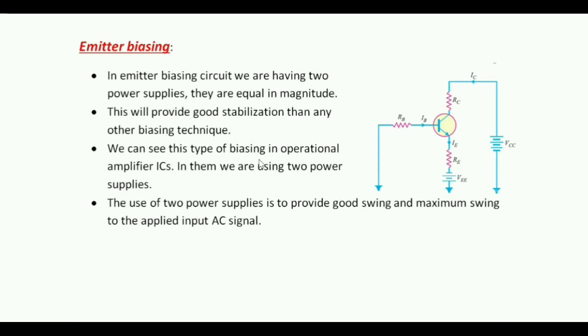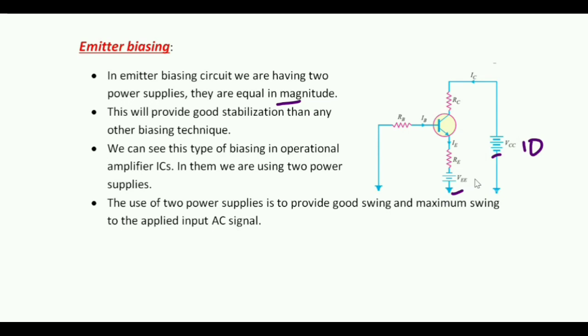Earlier we have seen the fixed biasing technique, collector to base biasing technique and voltage divider biasing technique, but this is emitter biasing. In emitter biasing we have two power supplies, one a positive power supply and another a negative power supply. These two power supplies will have equal magnitude but are used with different polarity. We provide two power supplies because if one is 10 volts, then the other will be minus 10 volts.